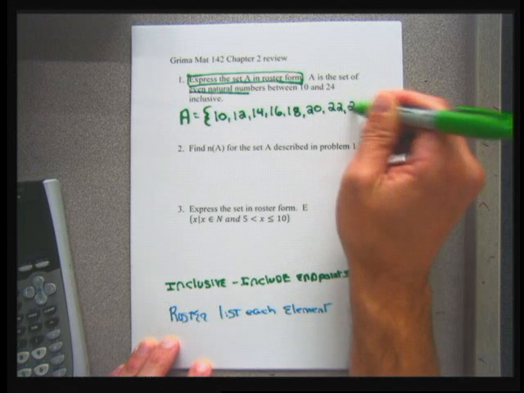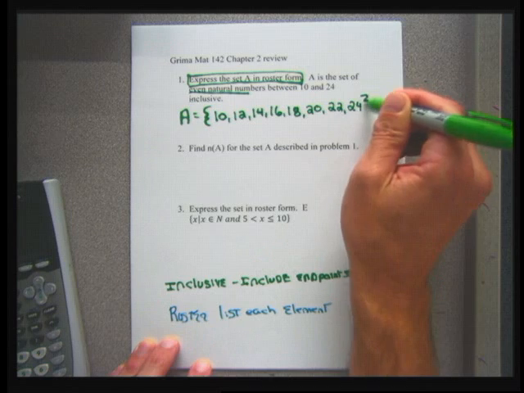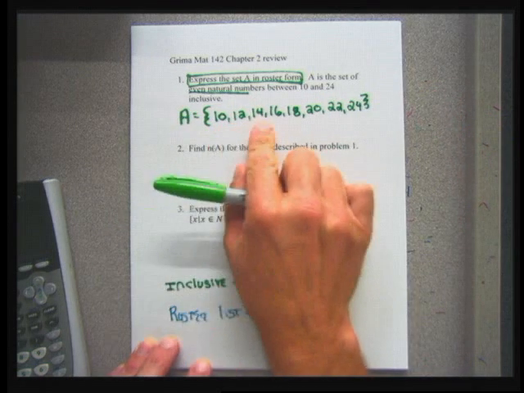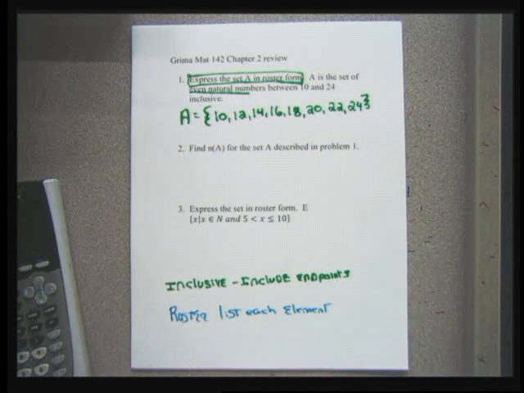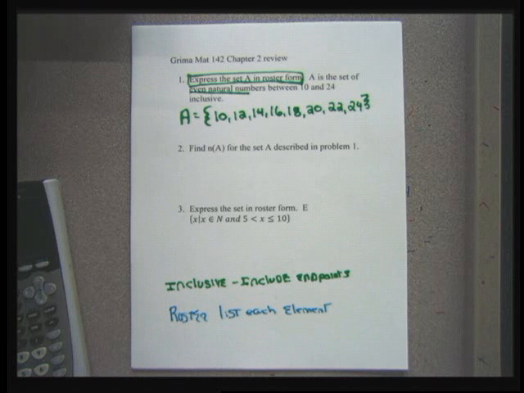I certainly could have done this with a ... I wouldn't have been wrong if I did 10, 12, 14, ... 24. You don't really have to list every number, just as long as your answer lets me construct the numbers that are in the list.